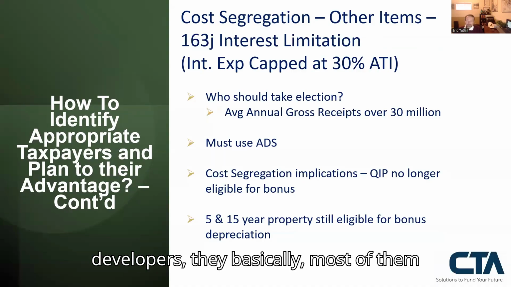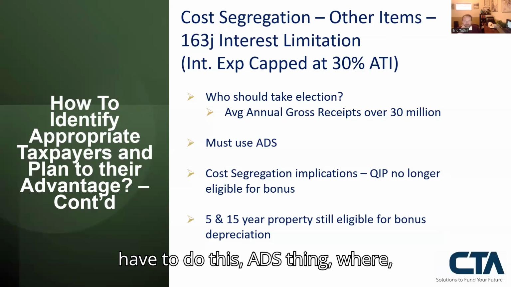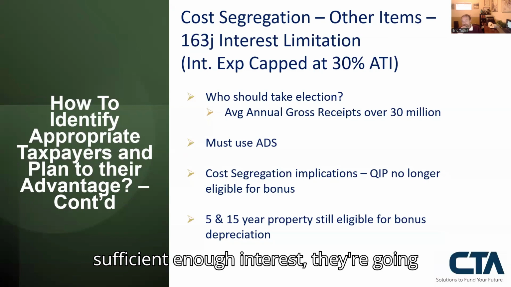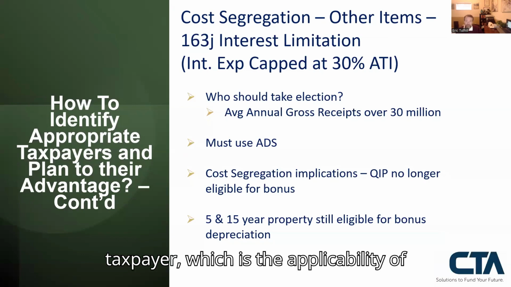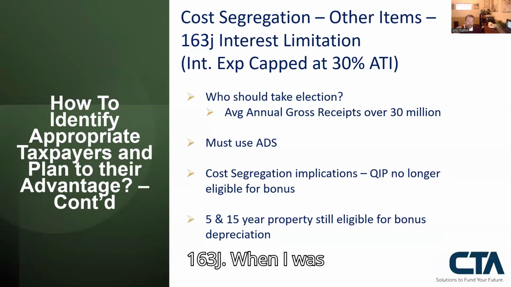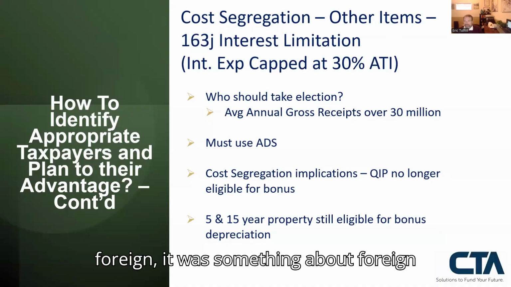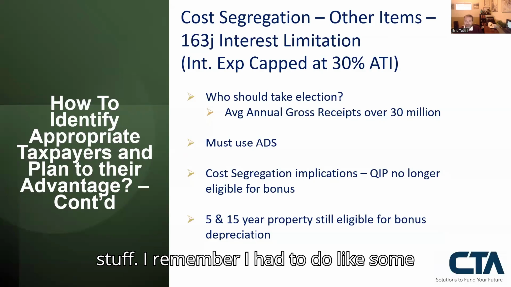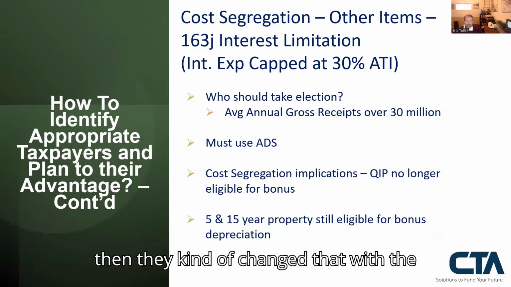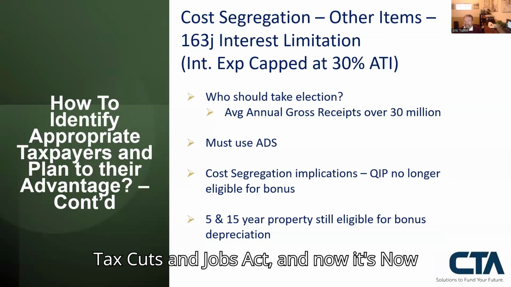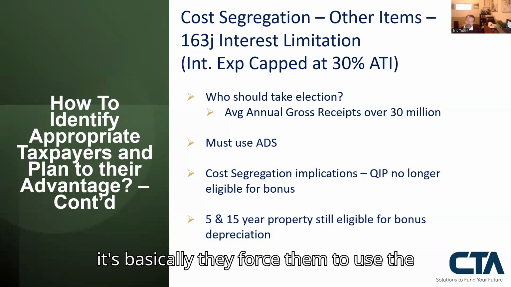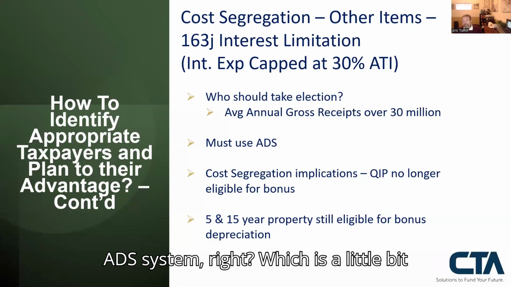With the bigger real estate developers, most of them have to do this ADS thing because they're going to have sufficient interest and be what you consider a large taxpayer, which is the applicability of 163(j). When I was at BDO, BKD, 163(j) meant a lot of different things. It was something about foreign stuff. I remember I had to do some kind of foreign calculation for it, but then they changed that with the Tax Cuts and Jobs Act, and now they basically force them to use the ADS system, right? Which is a little bit longer.